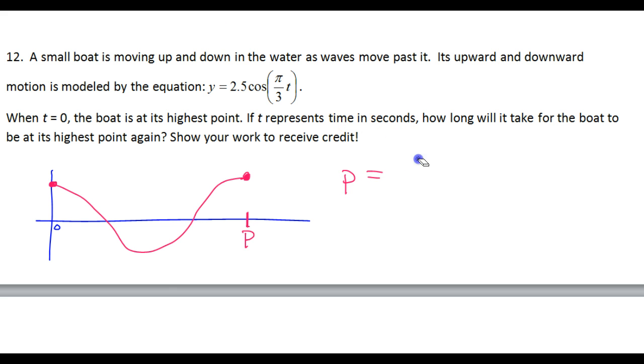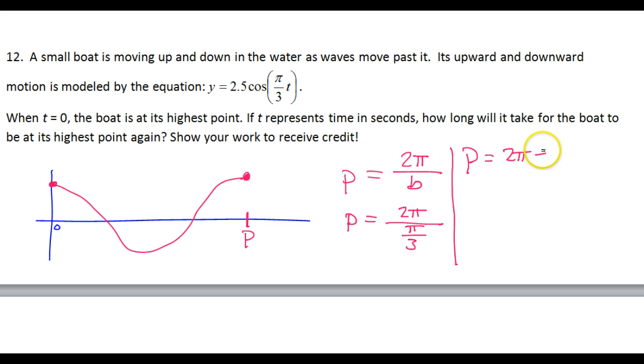Whoa, I messed that up. I said the period is 2 pi divided by the b value. In this case, the b value is pi over 3. So the period is going to be 2 pi divided by pi over 3. Let me just do it again. 2 pi divided by pi over 3, you multiply by the reciprocal. So that's 2 pi times 3 over pi.